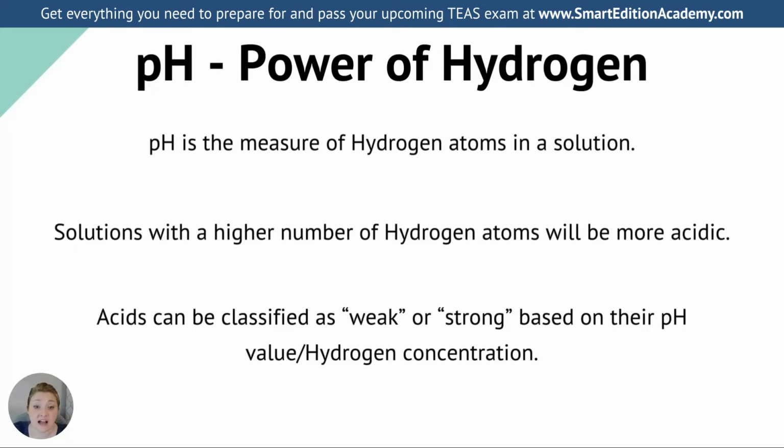Solutions with a very high number of hydrogen atoms will be more acidic. So acids can be classified as weak or strong based on their pH value or their hydrogen concentration. Bases can also be classified as weak or strong. So what this means is if an acid is weak, it's going to have a low concentration of hydrogen. However, if you have a strong acid, it's going to have a high concentration of hydrogen. So the power of hydrogen has to do with the concentration of hydrogen in the solution.